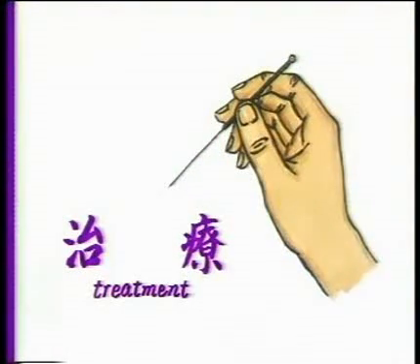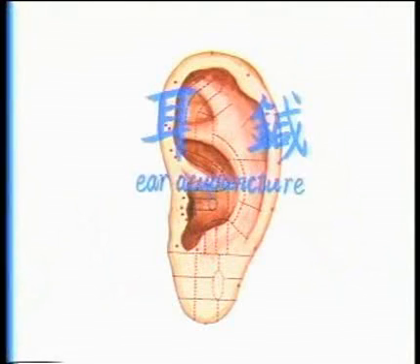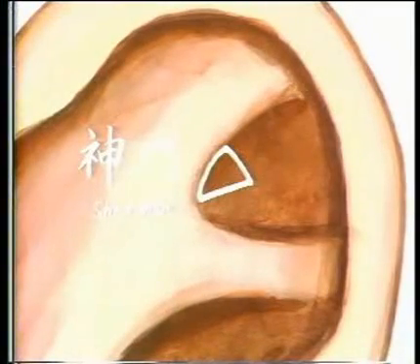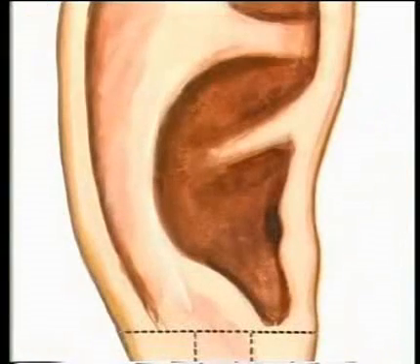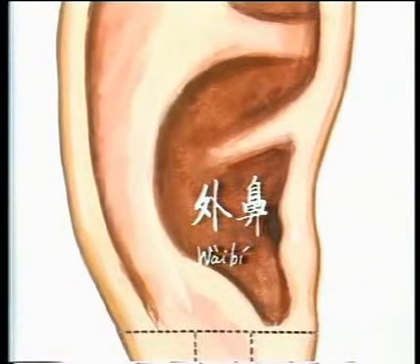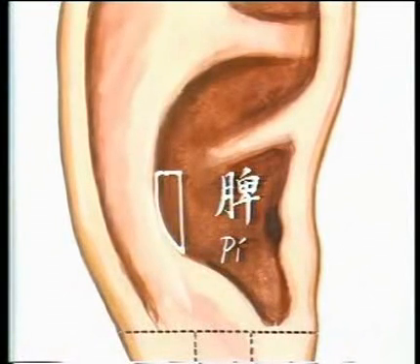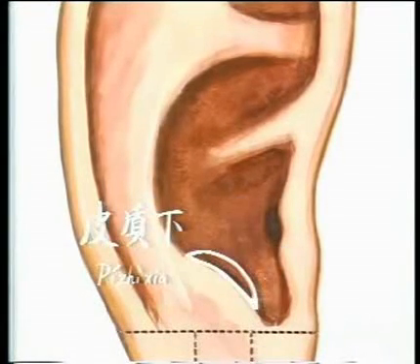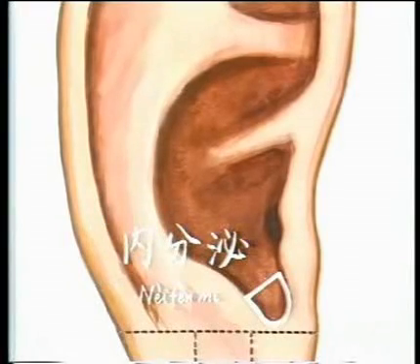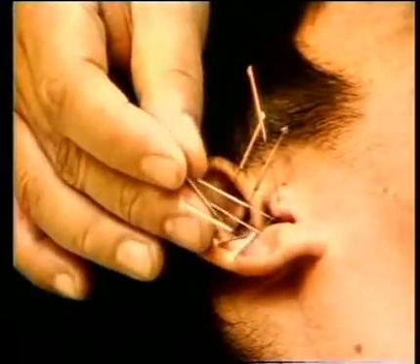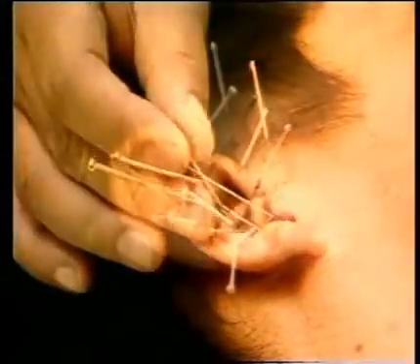Treatment. Auricular acupuncture. Locate points are Shenmen, kidney, mouth, external nose, spleen, lung, adrenal, subcortex, and endocrine. First of all, use filiform needles to puncture with strong stimulation.